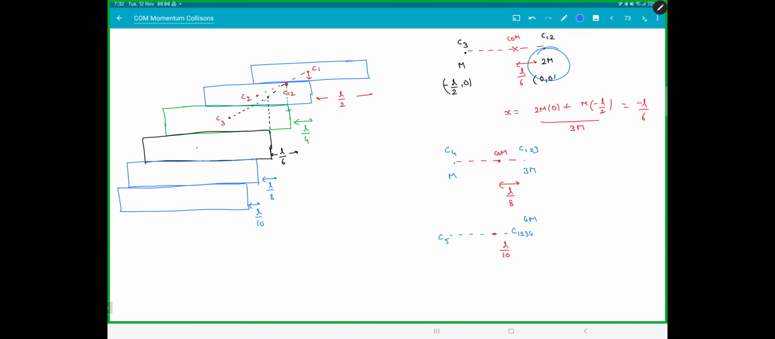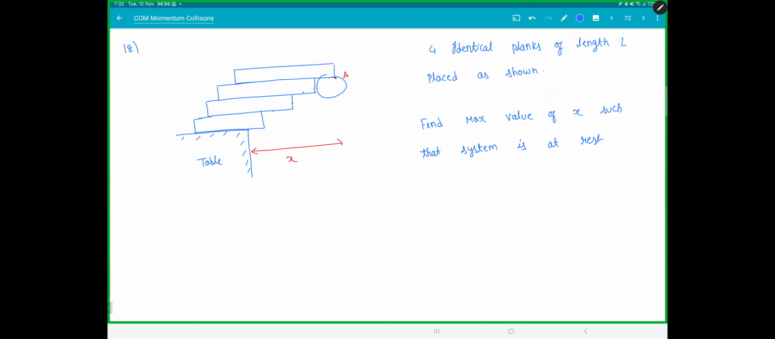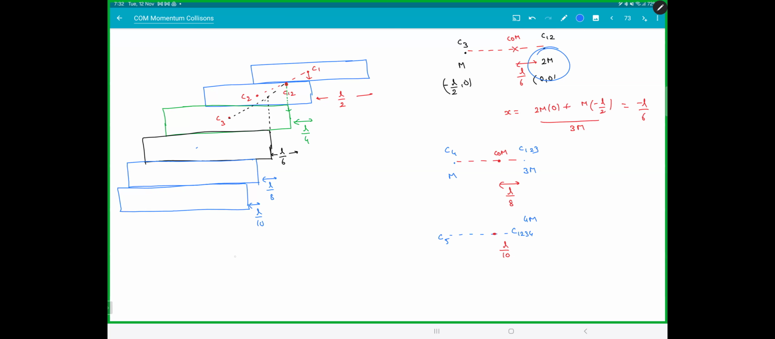Is this making sense, everyone? So for our question, we need only how many plates? 1, 2, 3, 4 plates only. So in our question, x will be L by 2 plus L by 4 plus L by 6 plus L by 8. This is 25 L by 24.